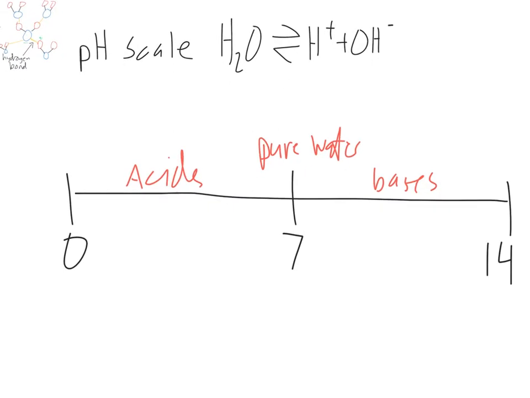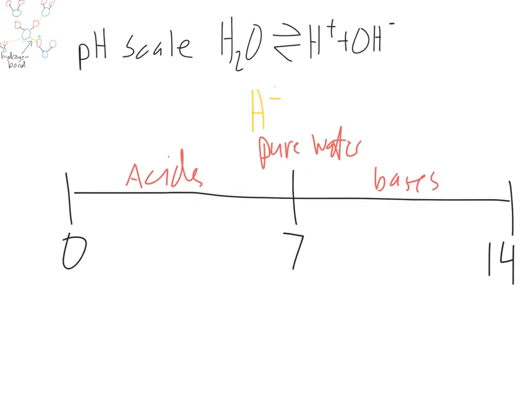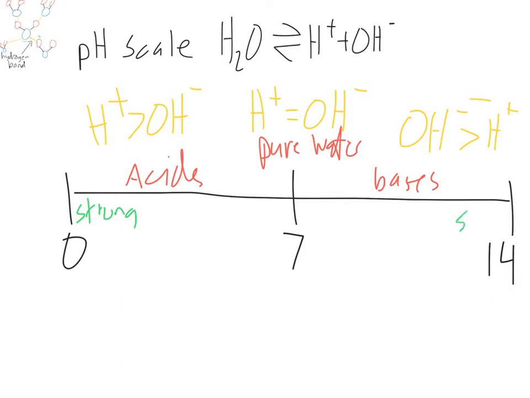Let's talk about ion concentration for a second. So at 7, hydrogen ions equal hydroxide ions. If we have acids, which ion do we have more of? Which one is greater? Hydronium or hydrogen are greater than hydroxide. And over here, bases, hydroxide is greater than hydrogen. So where are my strong acids and bases at? The extreme ends, right? So this is strong. This is strong. Weak.